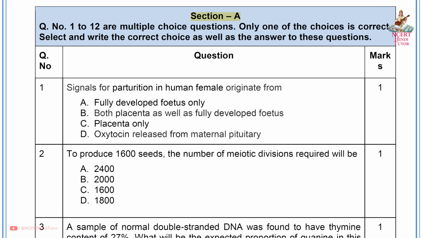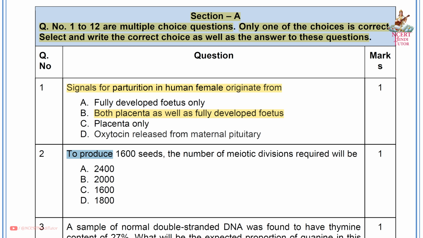Section A. Question number 1 to 12 are multiple choice questions. Only one of the choices is correct. Select and write the correct choice as well as the answer to these questions. Question 1. Signals for parturition in human female originate from, answer B, both placenta as well as fully developed fetus.